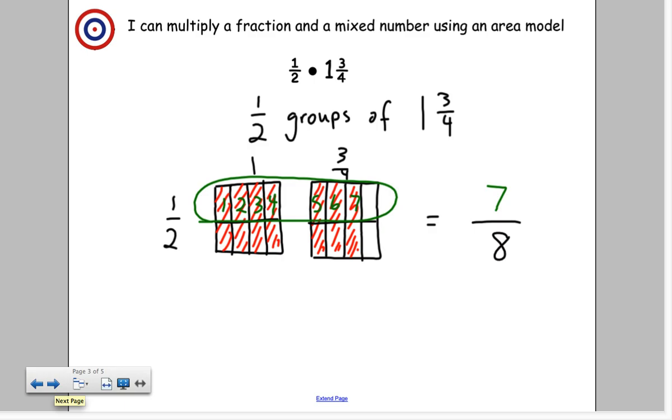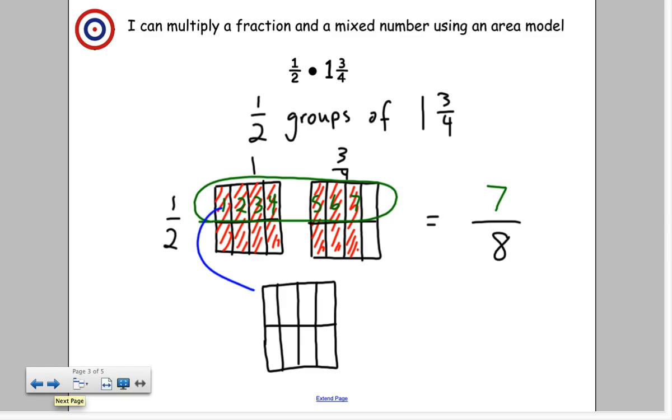Now let's take a look and make sure that this is true. If this is true, when I actually move these pieces to a new model, let's see, I'm going to make a model that shows 8ths, just like my whole amount up above. And I'm actually going to start moving pieces. Let's find out here. Let's take this one and move it.